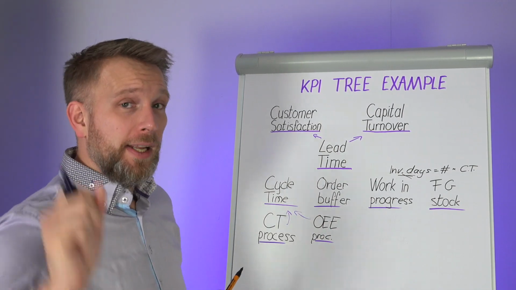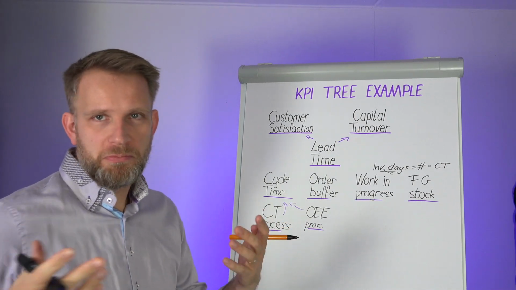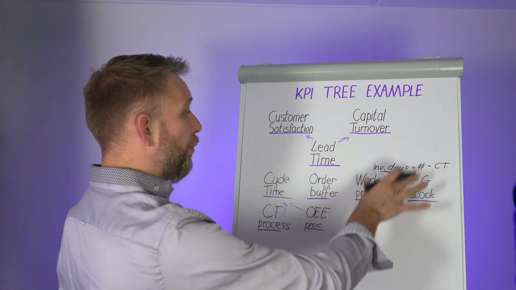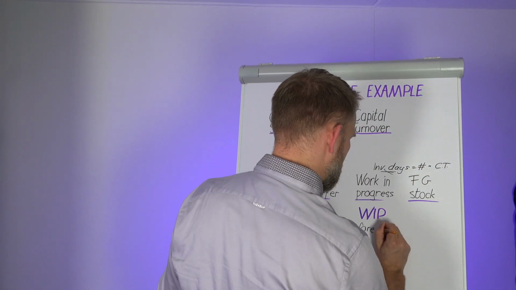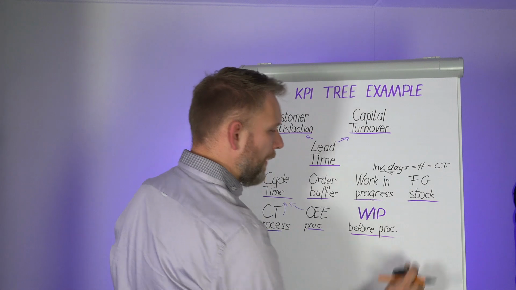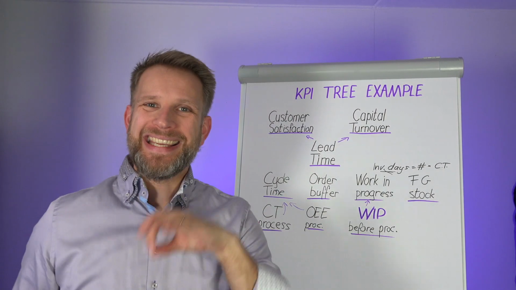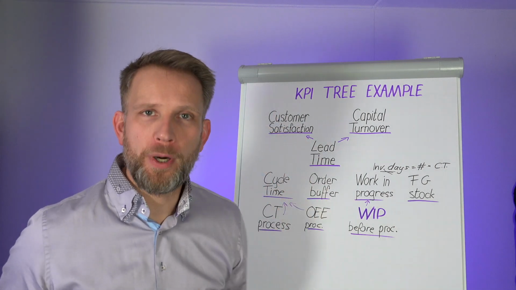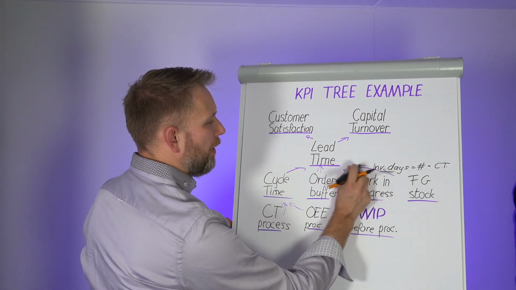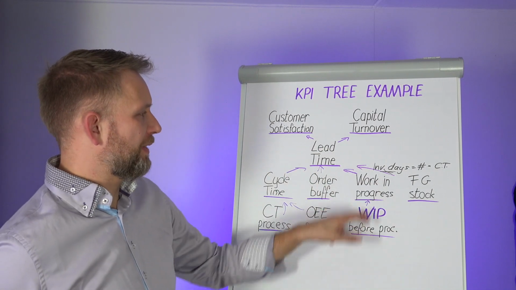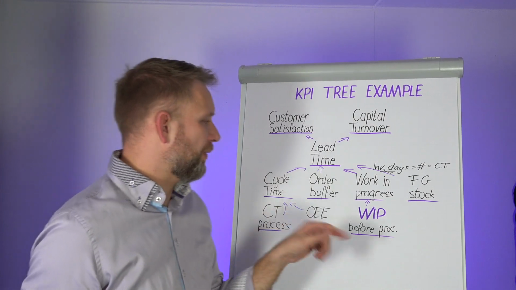Those are line level KPIs. A line or department level KPI that is more on the inventory side is the work in progress that we have before a key process, so before a bottleneck usually. See, these here all move into the lead time. This one specifically goes into that work in progress KPI. These two specifically go into the cycle time.